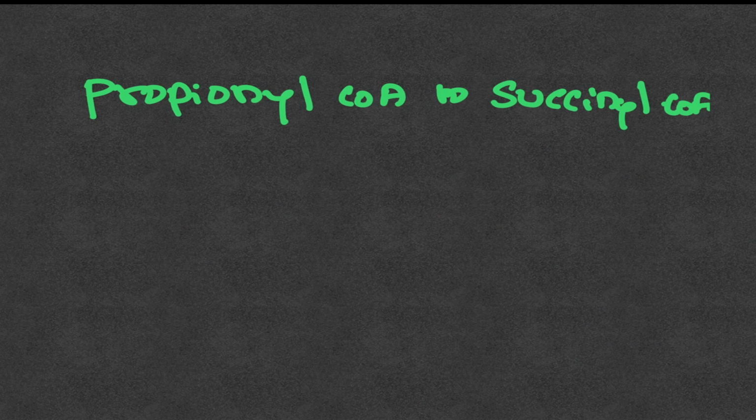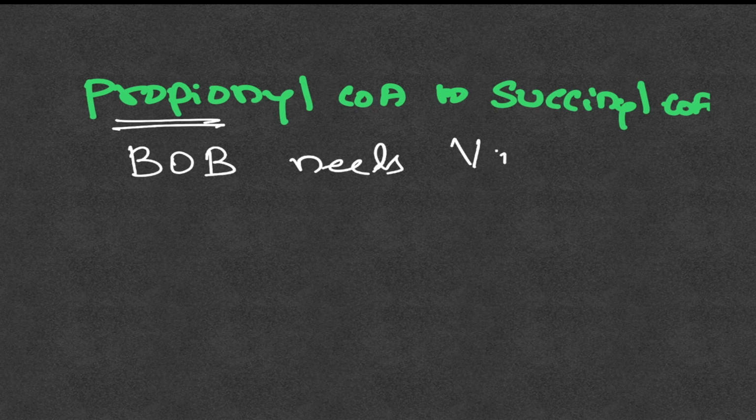Now, how is propionyl CoA converted to succinyl CoA? I already told you the sources of propionyl CoA. I have a video for that, and the link is appearing in the upper right corner right now. Please watch that video for the sources of propionyl CoA. I explained the sources as Bob needs vitamin M. It would take a long time to explain again here, and that would dilute my gluconeogenesis topic for now. So, kindly watch that video if you need that information.